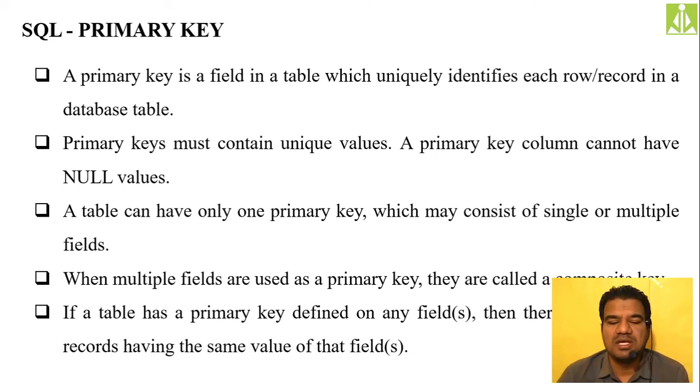We said a primary key is a field in a table which uniquely identifies each row or record in a database table. It needs to be unique and not null, and you can have only one primary key inside your table. You can impose this primary key on multiple columns, which we simply call a composite key, and it is going to uniquely identify the values collectively. Hope you understood.